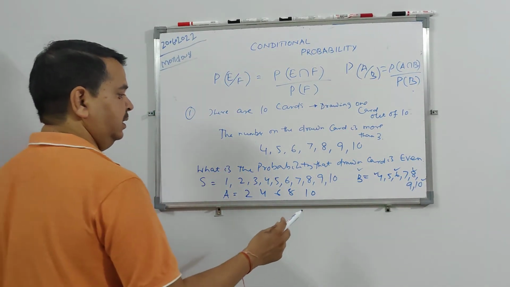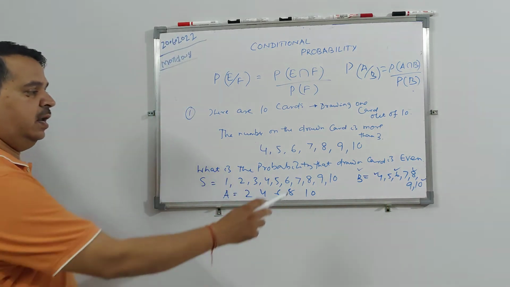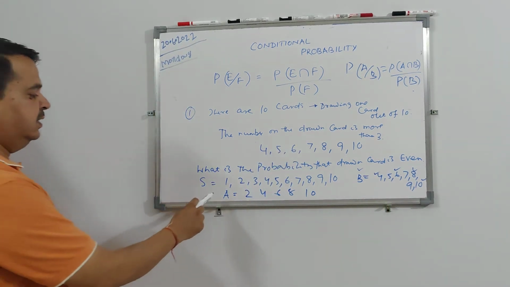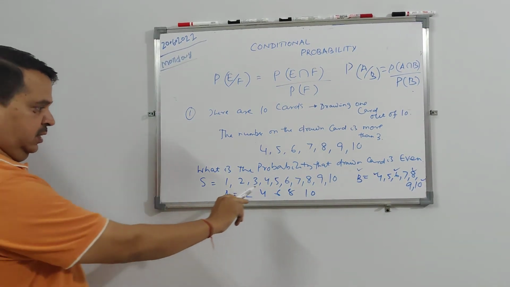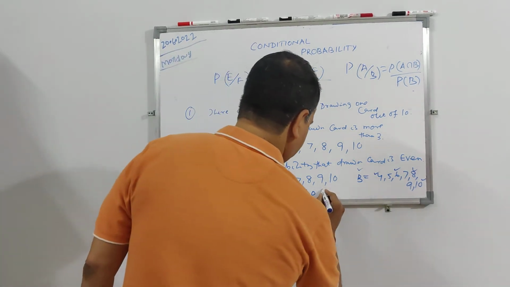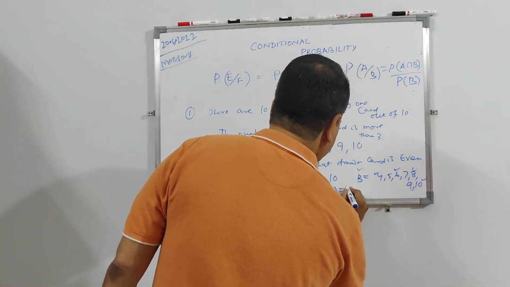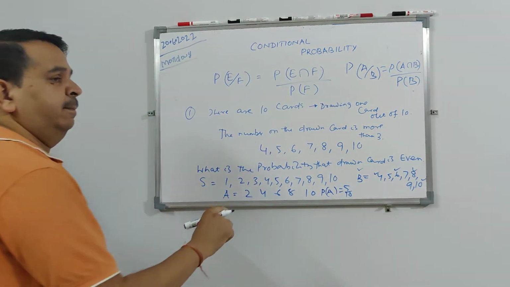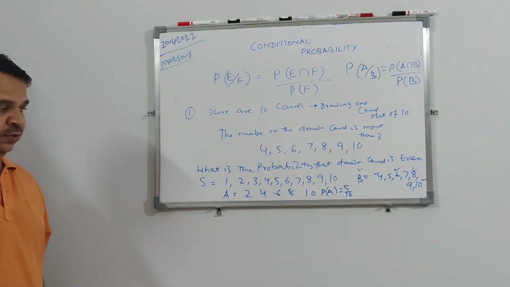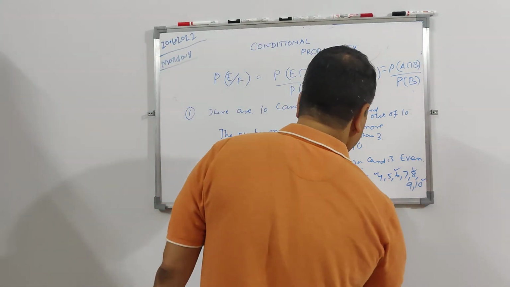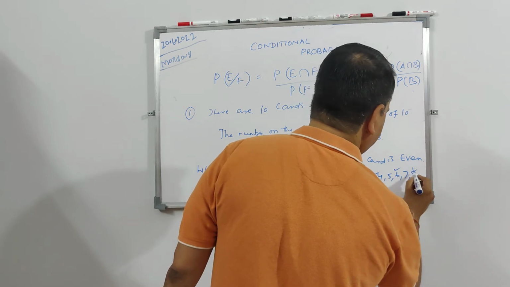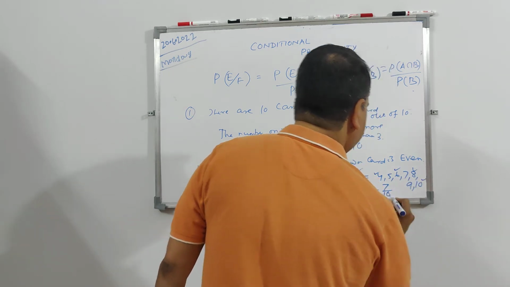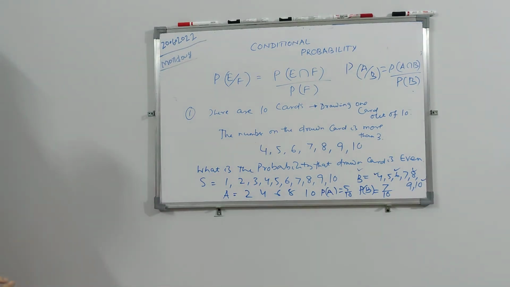The elements in event B are 4, 5, 6, 7, 8, 9, 10. The elements in event A are 2, 4, 6, 8, 10. So you know that there are 5. So probability of A will become 5 by 10, because it is the event divided by the sample space. So 5 by 10. Probability of B is 7 by 10. So now we know probability of A is 5 by 10 and probability of B is 7 by 10.